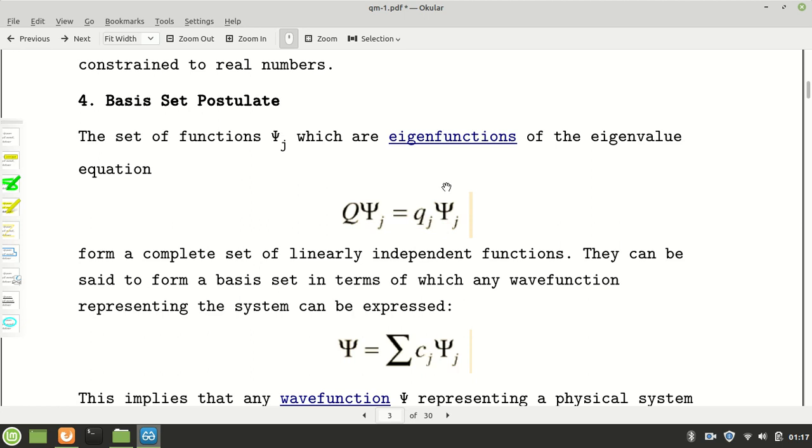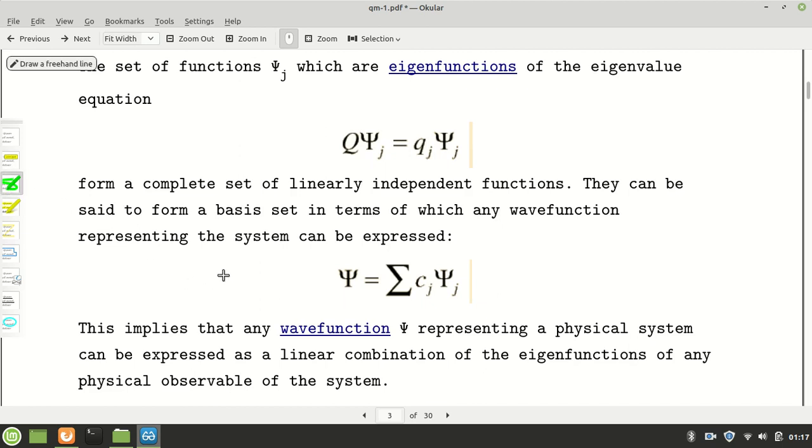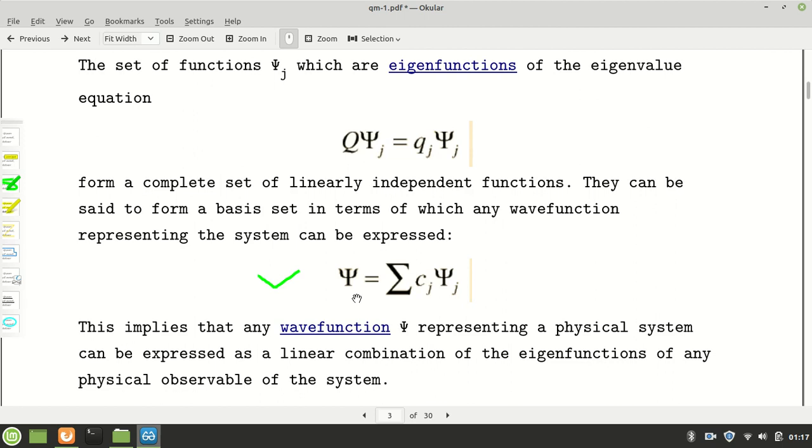Now the total wave function at any time can be thought of as the superposition of all those infinite number of states. That is, the net wave function of the system can be written as the superposition of each of the states multiplied by some constant Cj. The sum over Cj psi j will represent the actual wave function of the system at any point of time. Why? Because the quantum mechanical particle can be found in any of these states at a given point of time.